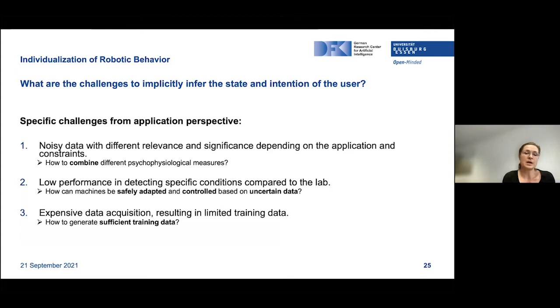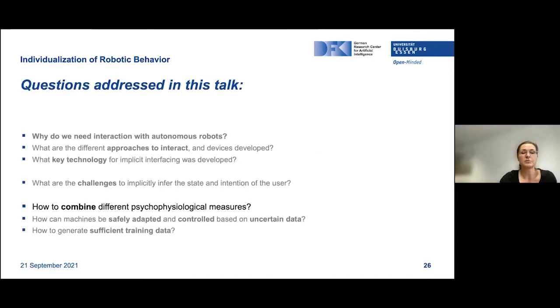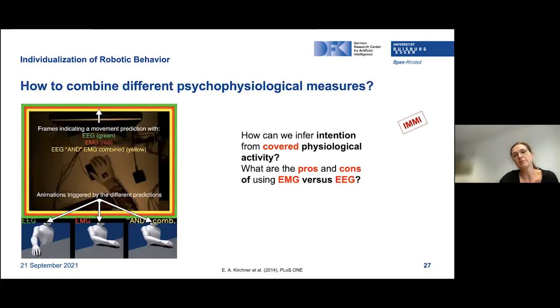And the other thing is, when we go into applications, we don't have many training data. It's very expensive to have data acquisition in a complex application. We don't usually have sufficient training data, and that has to be handled as well. I will give some examples here of how to solve that. So, how to combine different psychophysiological measures. And now I go to the Lipid Experiment.